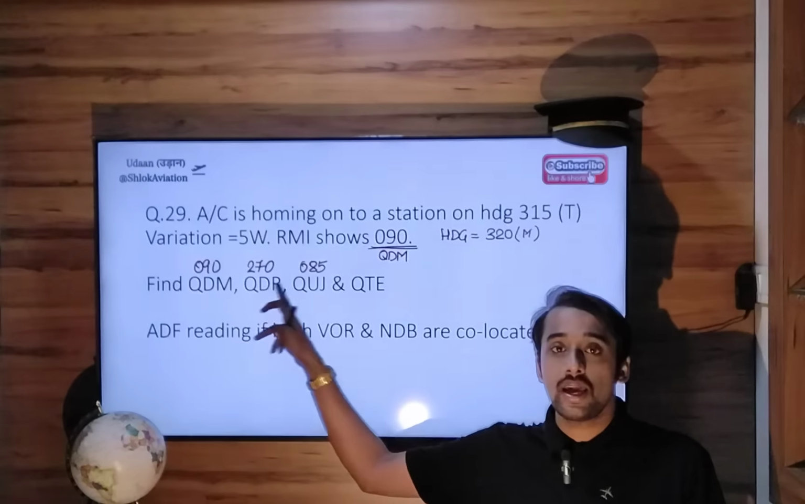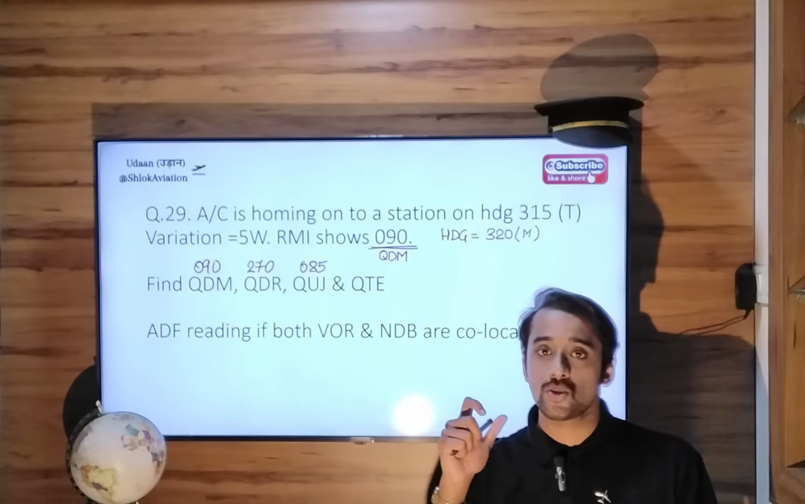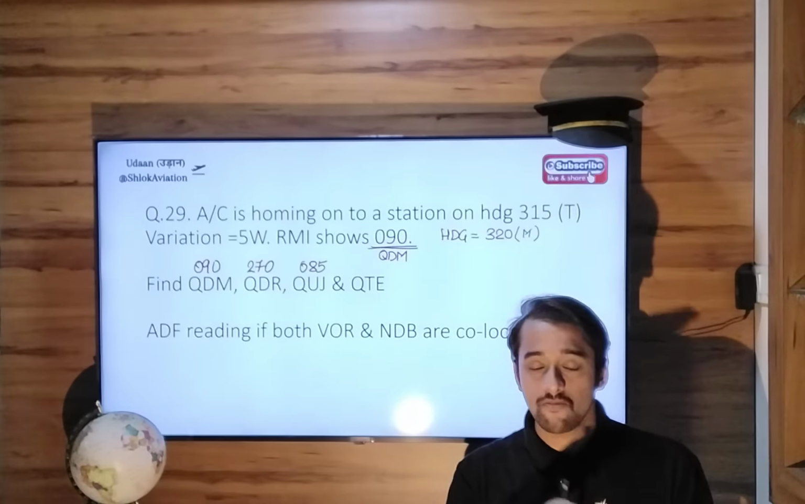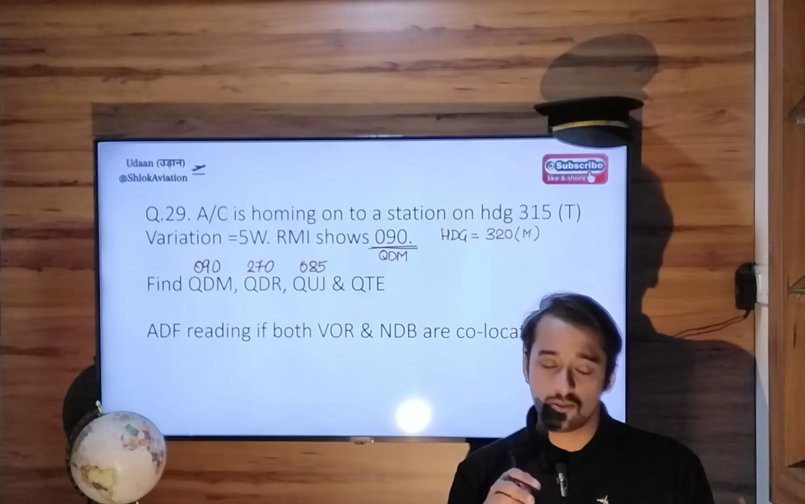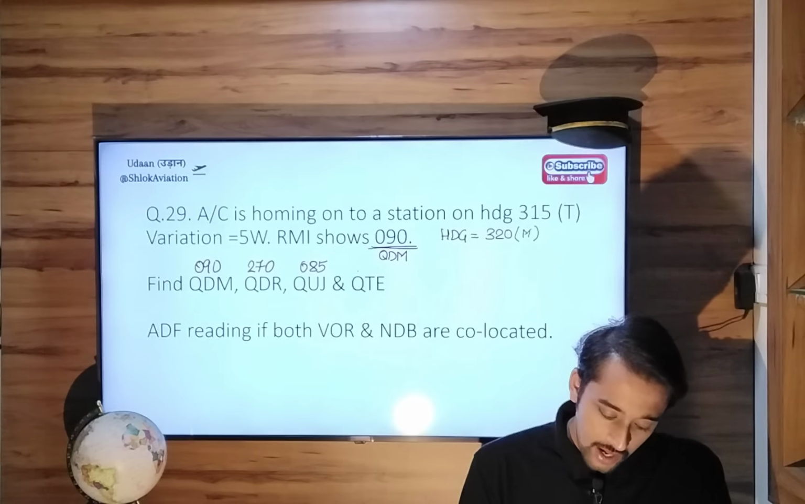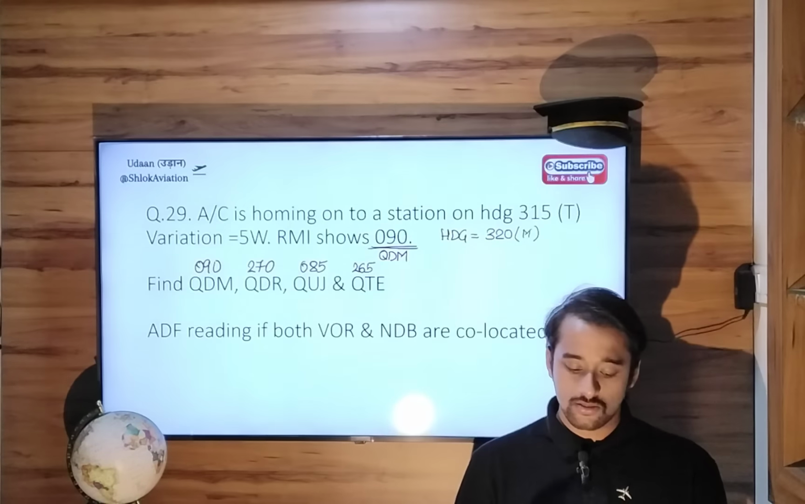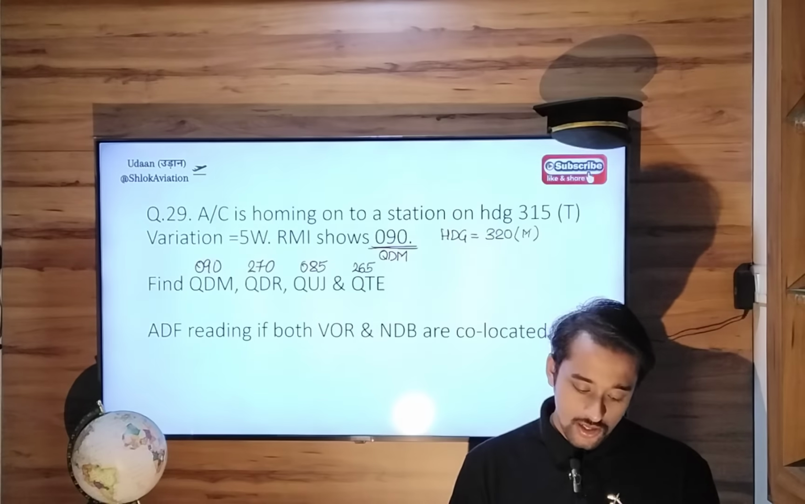QTE is the true version of QDR. So QDR is bearing away from the station, magnetic. QTE is true bearing away from the station. So 270 minus 5, which is 265. So these are four simple sub questions.